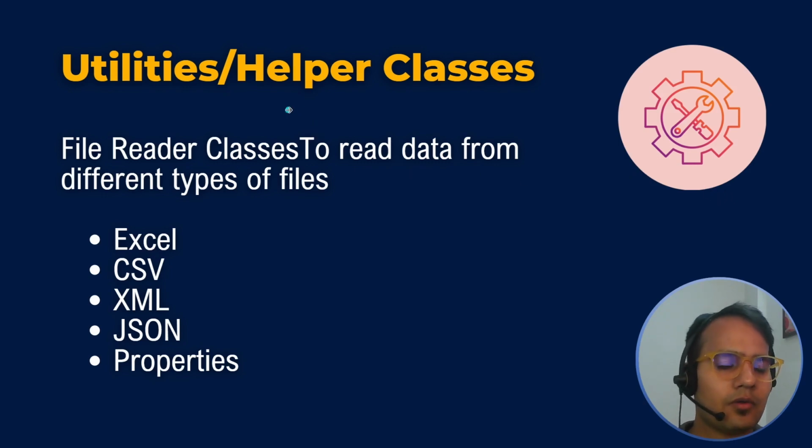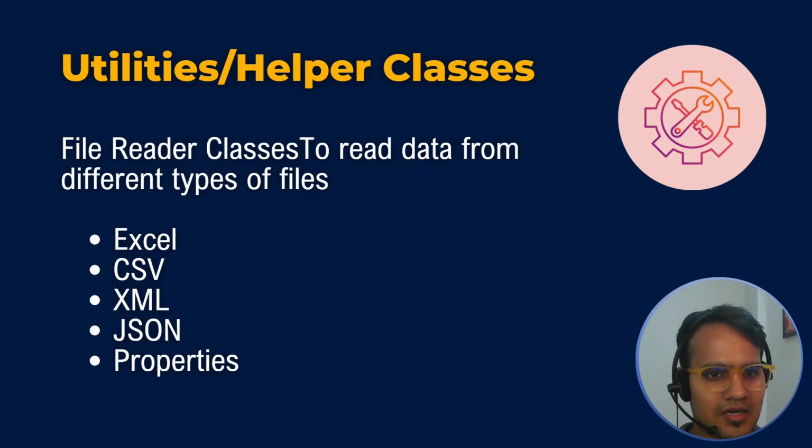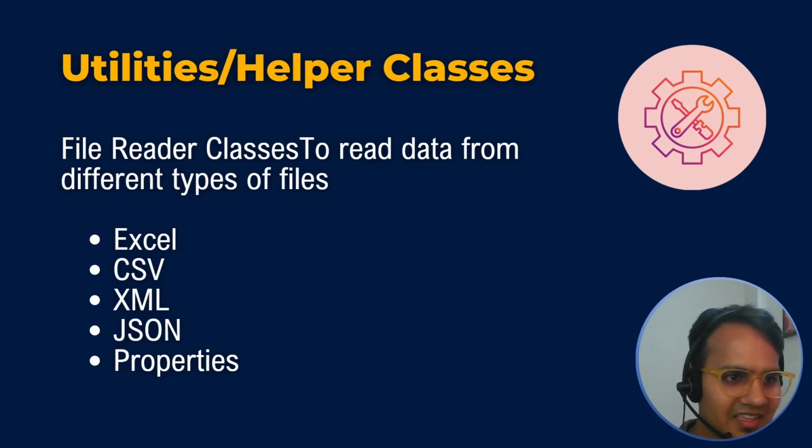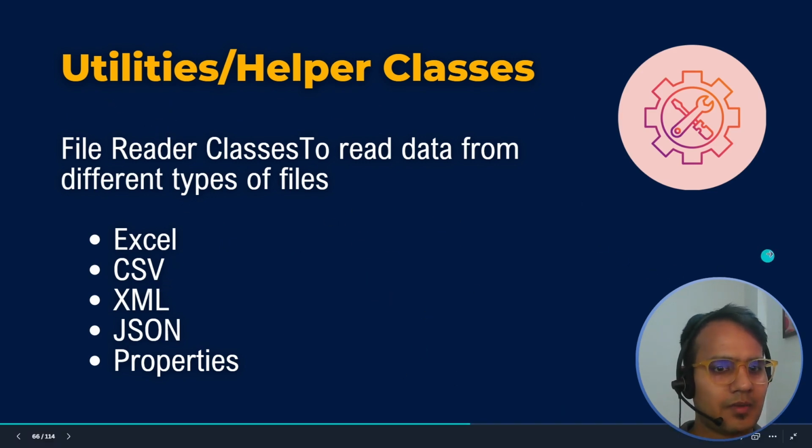Now we are going to have a few utilities or helper classes. So what are utilities? In our automation framework, if we are going to use an Excel file, CSV file, XML file, JSON file, properties file, or any kind of file which we want to use in order to read data from, then we are going to create all those helper classes or utility classes under this package.